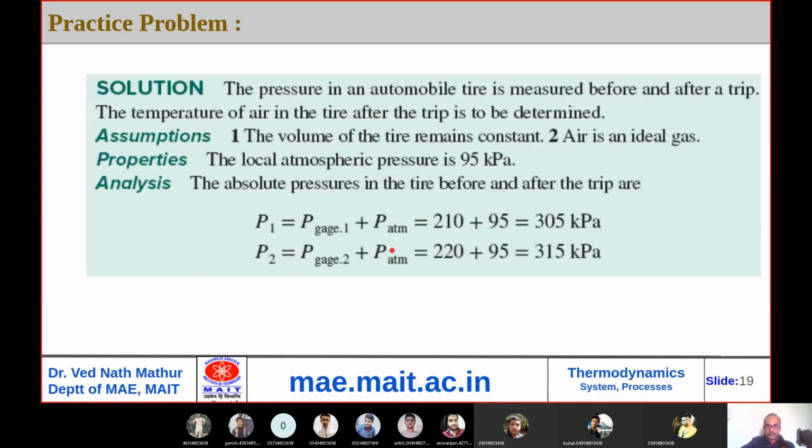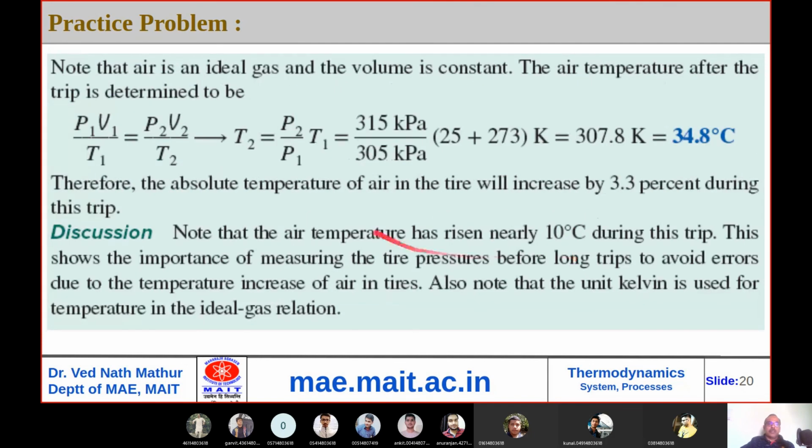So P1 is 210 plus 95, P2 is 220 plus 95, and then we use our gas equation, P1 V1 by T1 is equal to P2 V2 by T2. It's a constant volume process, so V1 and V2 cancel out, and you get T2, again in terms of Kelvin, which you convert into degree centigrade.